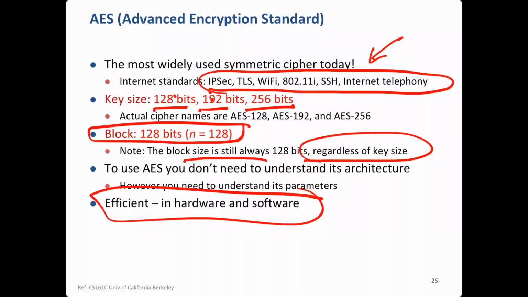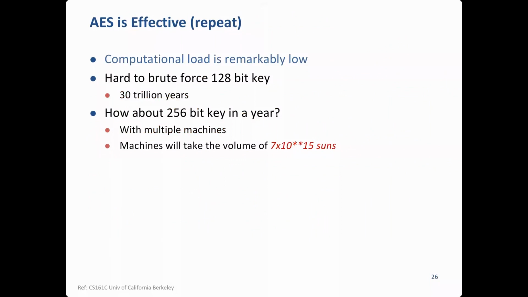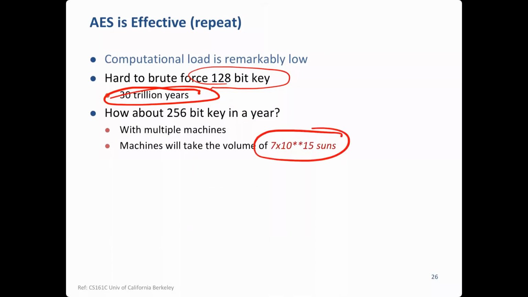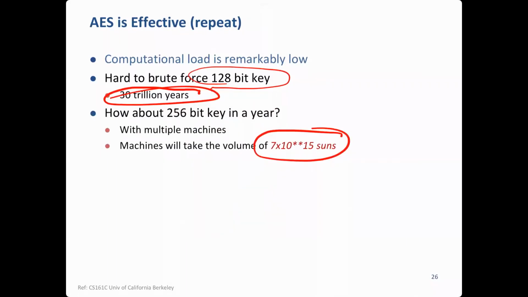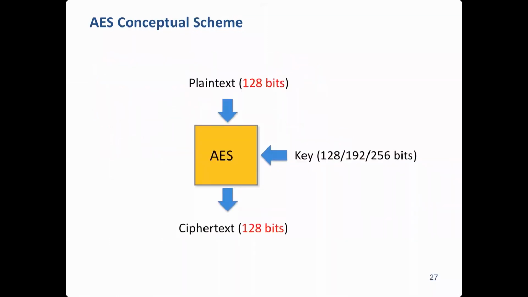It can be done in hardware and software. Now this thing we already know: in order to brute force a 128-bit key on an ordinary computer, it will take 30 trillion years, and if you do parallelism, then it will take 7 times 10^15 suns. So brute force wise, even 128 bits cannot be broken. And if you increase it to 256, then of course it's very difficult to break. Even the most powerful computer, or millions or trillions of such computers, cannot break it.